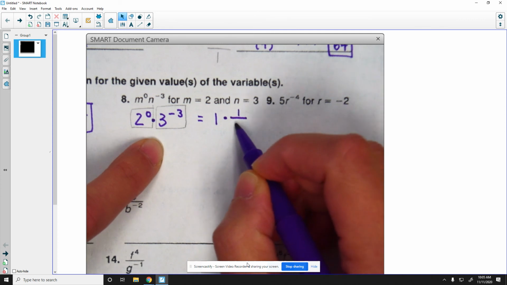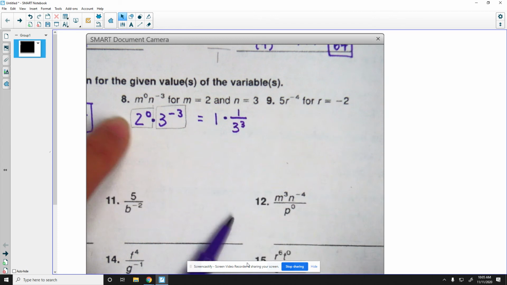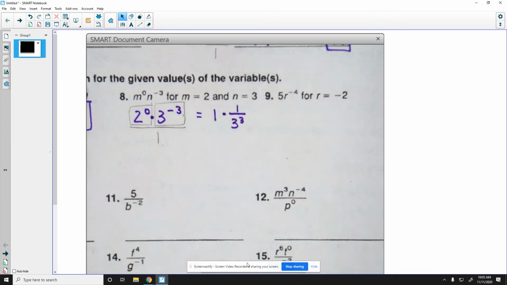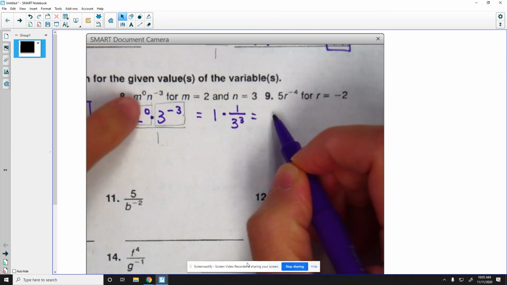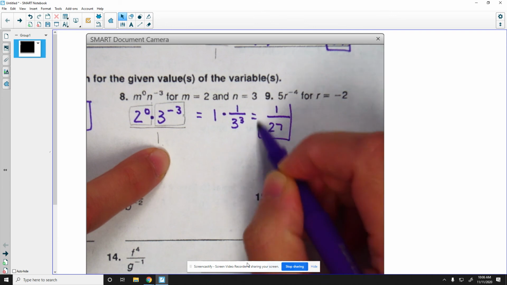So it's 1/27. And how do you get 27? Because it's 3 to the 3rd. You see how negative exponents get flipped. Since it was on the top, now it goes on the bottom. And so 1 times 1/3 to the 3 is just 1/27. So that's my final answer.